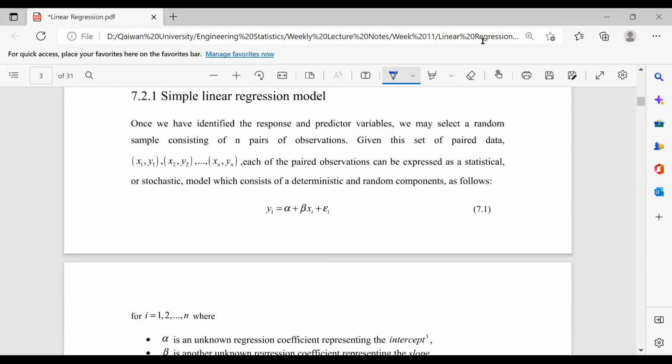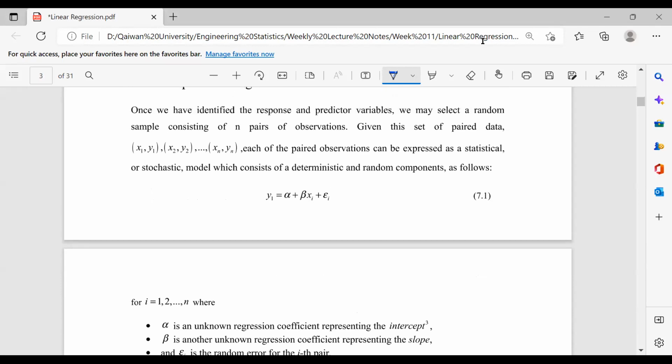Then we have a simple linear regression model. For a simple linear regression model, as we said before, it's a linear equation. It's a relationship between two variables. Okay? We have y_i equals alpha plus beta x_i plus epsilon_i.